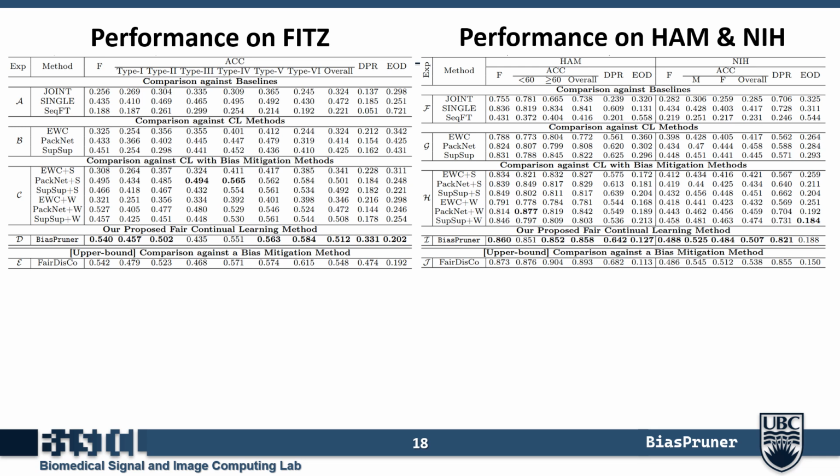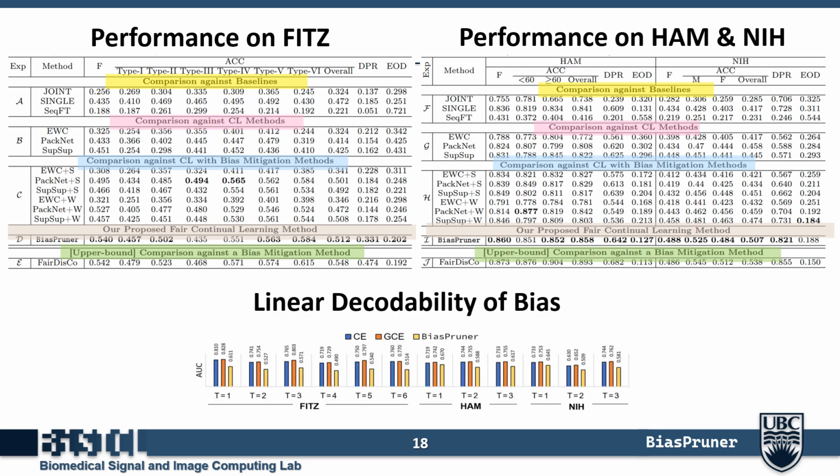Now, for the three datasets, we compare the performance of BiasPruner with the three baselines and the three continual learning methods. And to provide a better comparison, we also incorporate bias mitigation techniques into existing continual learning methods. And finally, we benchmark against a recent SOTA method for bias mitigation. Here we can see that BiasPruner significantly outperforms the others in terms of both accuracy and fairness. We also explore the decodability of the bias in frozen networks pre-trained using the cross-entropy loss, the generalized cross-entropy loss, and our BiasPruner. And we can clearly see that the bias decodability is lower in BiasPruner, indicating its effectiveness in mitigating bias.